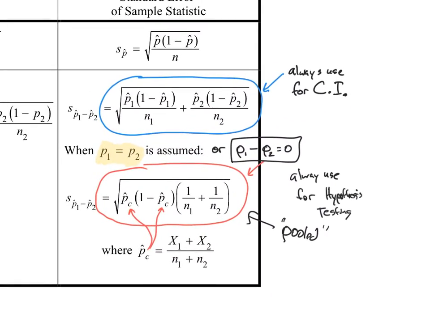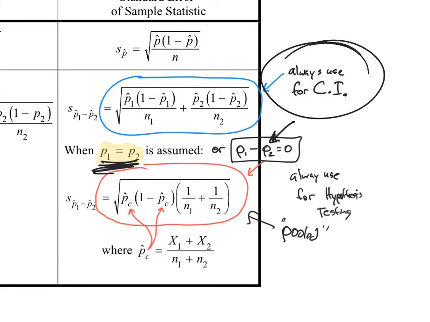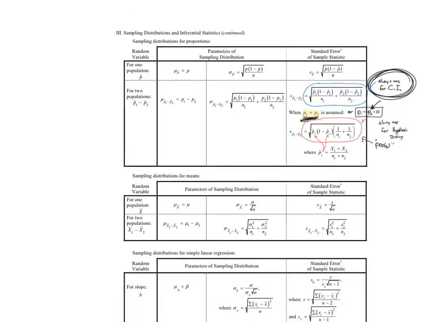So again, which one of these standard deviations do I use? Always for confidence interval, because nobody said P1 is equal to P2. Did you see that anywhere in there? Nope, I didn't. So we're doing this. And typically you won't ever see that. So we're always going to be using the top one there.